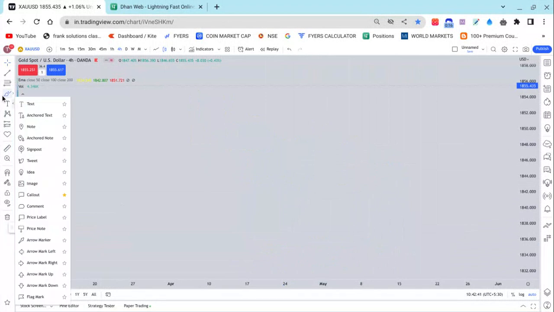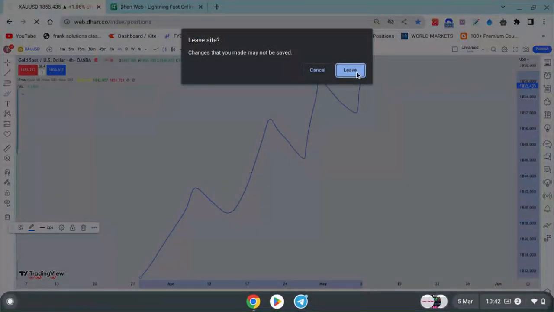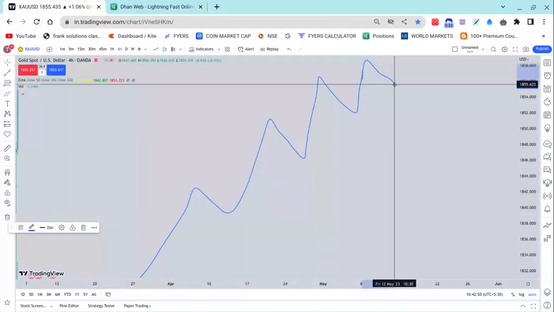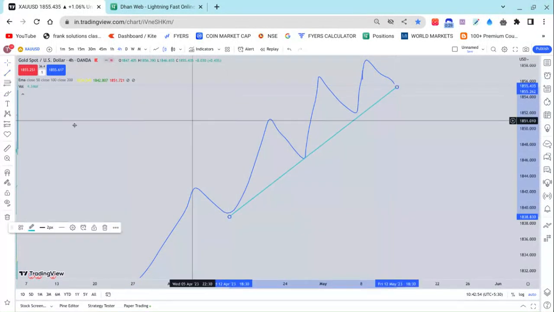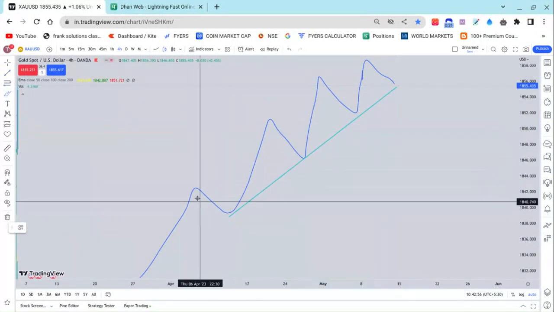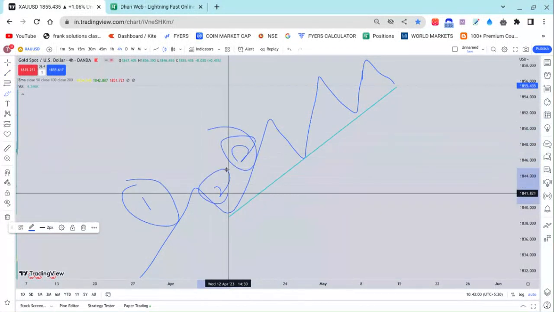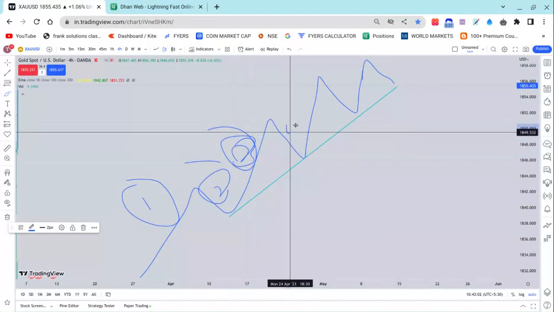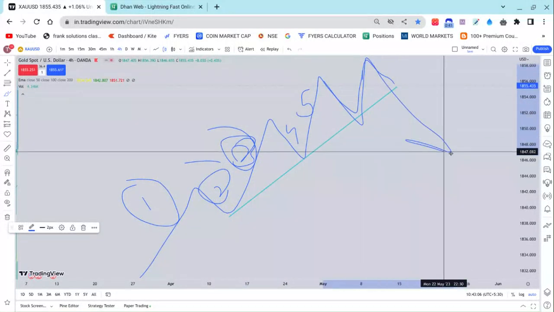In part 1 of wave theory, we learned that there is a pattern like this, and whenever there is a pattern like this, we have a trend line like this. So we consider this first wave, second wave, first wave, second wave, third wave, fourth wave, fifth wave, and then the trend changes after the fifth wave.